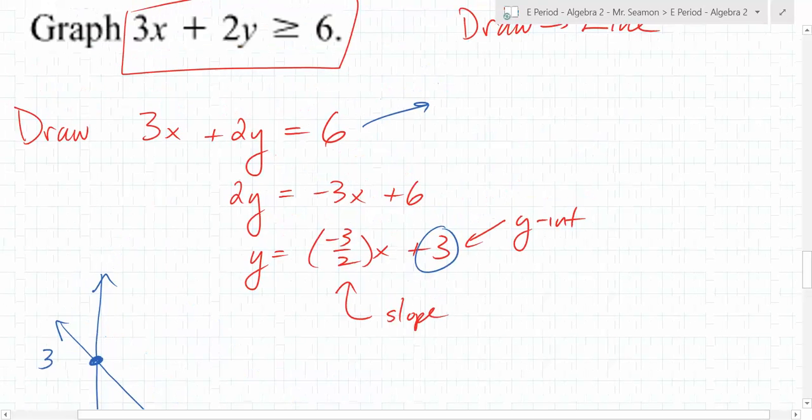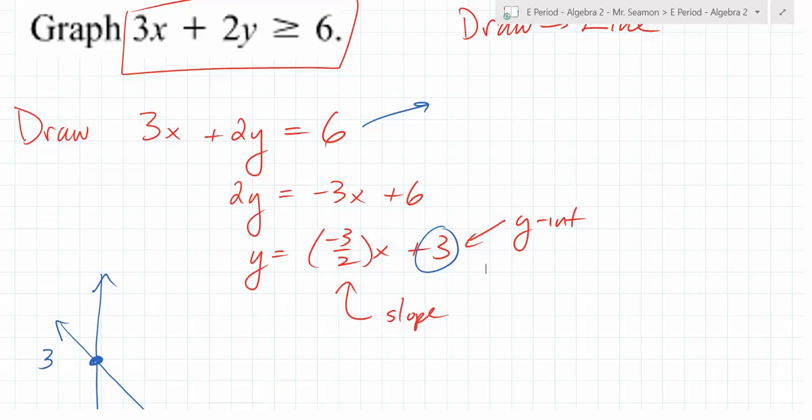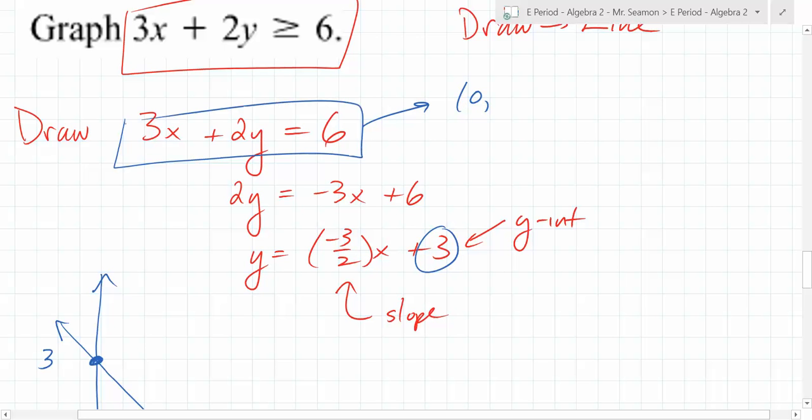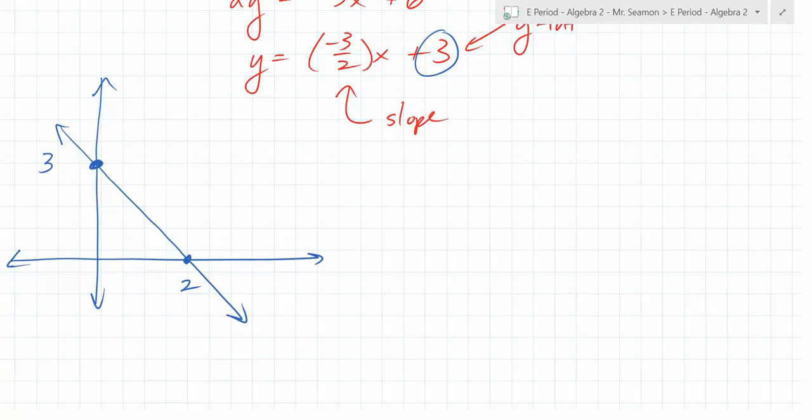Did anybody find the intercepts instead? Here's another way to do it. How many points do you need to graph a line? 2. When x is 0, what's y? On this one, when x is 0, what's y? 3. When y is 0, what's x? 2. 3 times 2, right? Hey, look, plot 2 points, connect them.